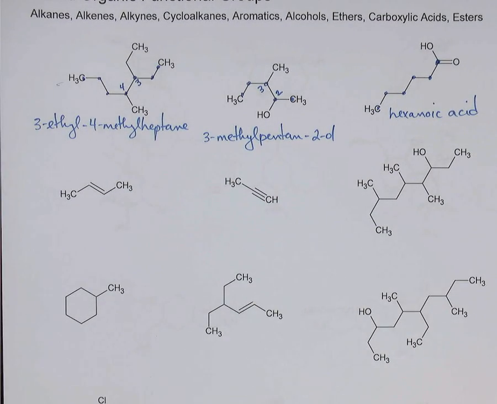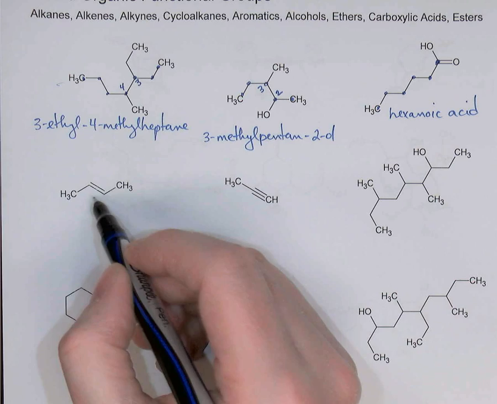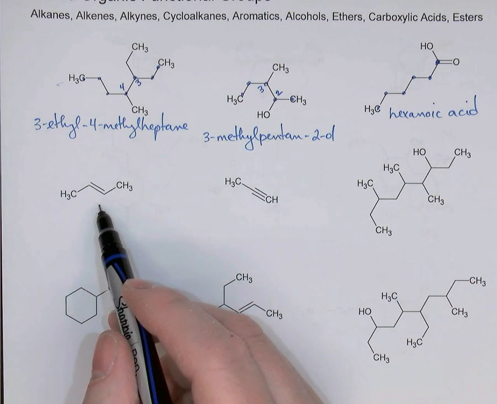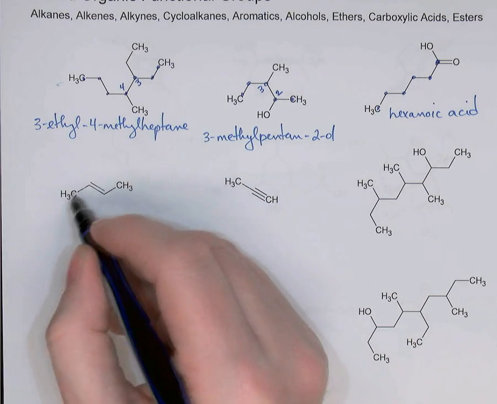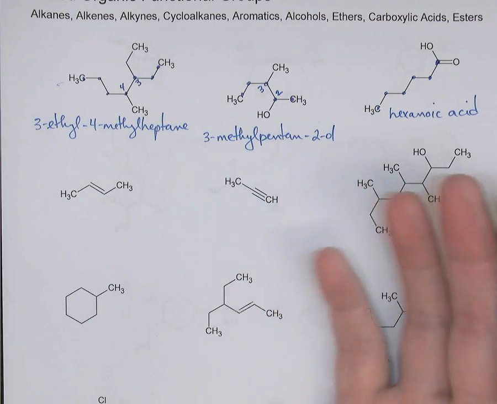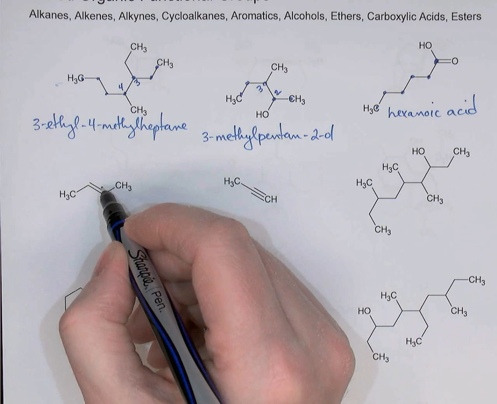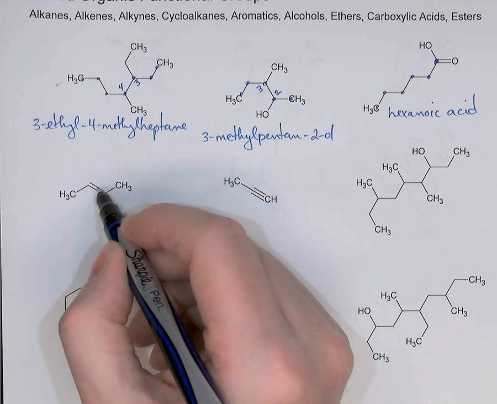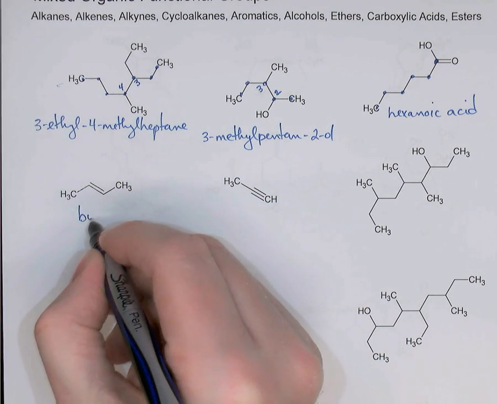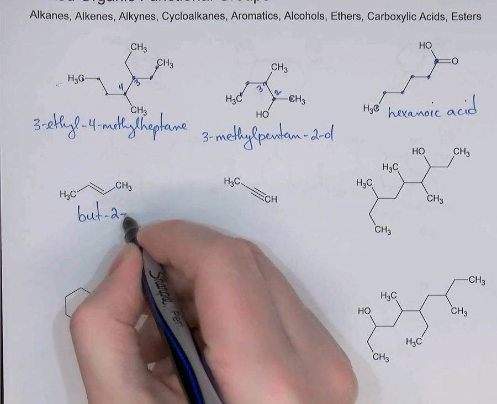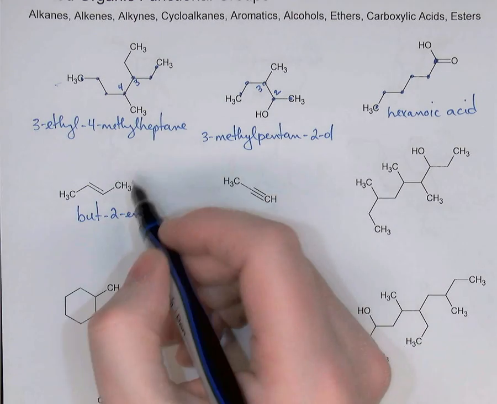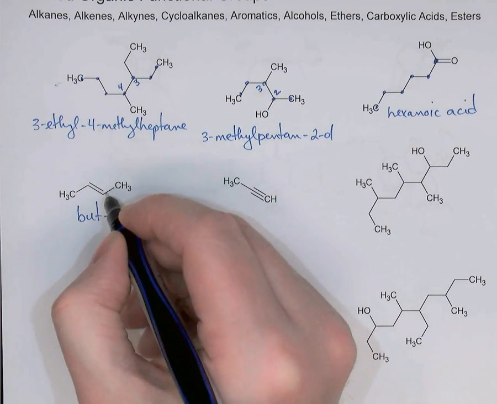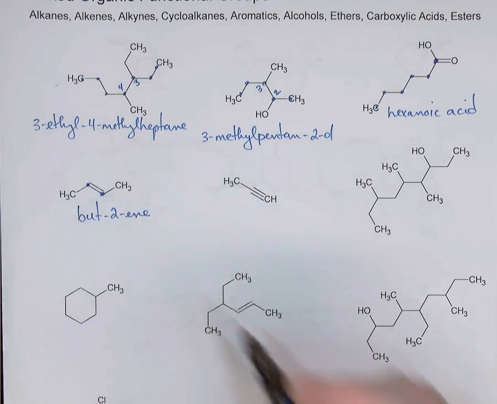The next example has a double bond as the only distinguishing feature, so this makes it an alkene. It's got 4 carbons, so we're thinking butene. It's got the double bond on the 2nd carbon, so we're going to think but-2-ene, or you could say 2-butene.